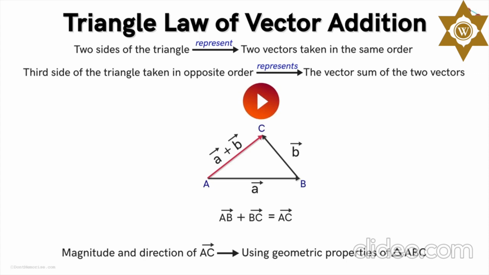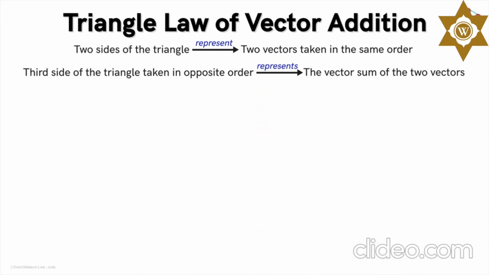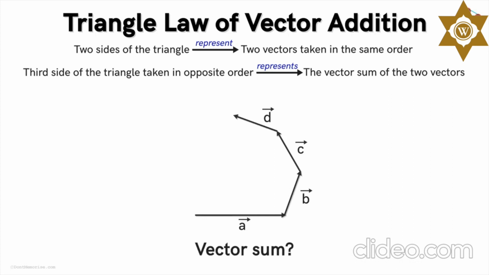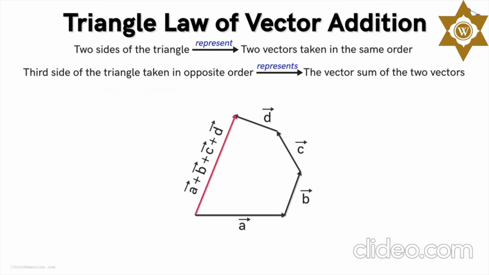Here, we just need to understand what the addition of vectors means intuitively. Now suppose instead of two vectors, we want to add these four vectors. What will the vector sum be? Can you apply this law here? Right, it will be this vector whose initial point will be the initial point of vector A and its terminal point will be the terminal point of the vector D.